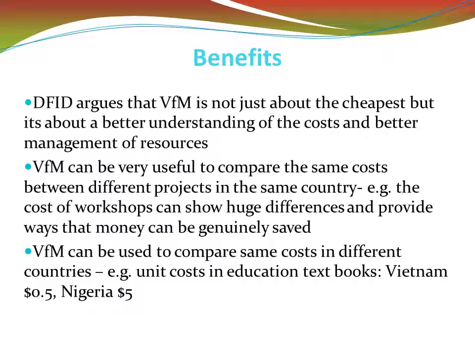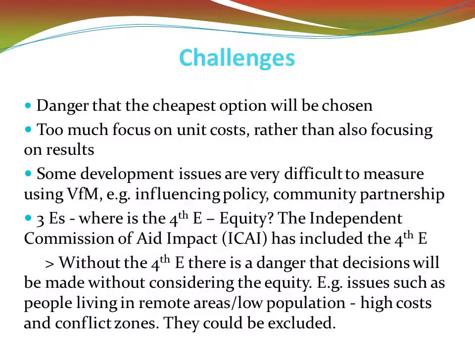Value for money can also be used to compare the same costs in different countries. So some work done looked at the costs in education of textbooks in Vietnam, which were 5 cents, and in Nigeria, $5. So here again, in Nigeria, they'll be asked to look at what is driving this cost of textbooks and can there be some way that this can be reduced. There may not be, it may just be more expensive to do business in Nigeria, but I'm sure there will be some underlying costs that could be reduced.